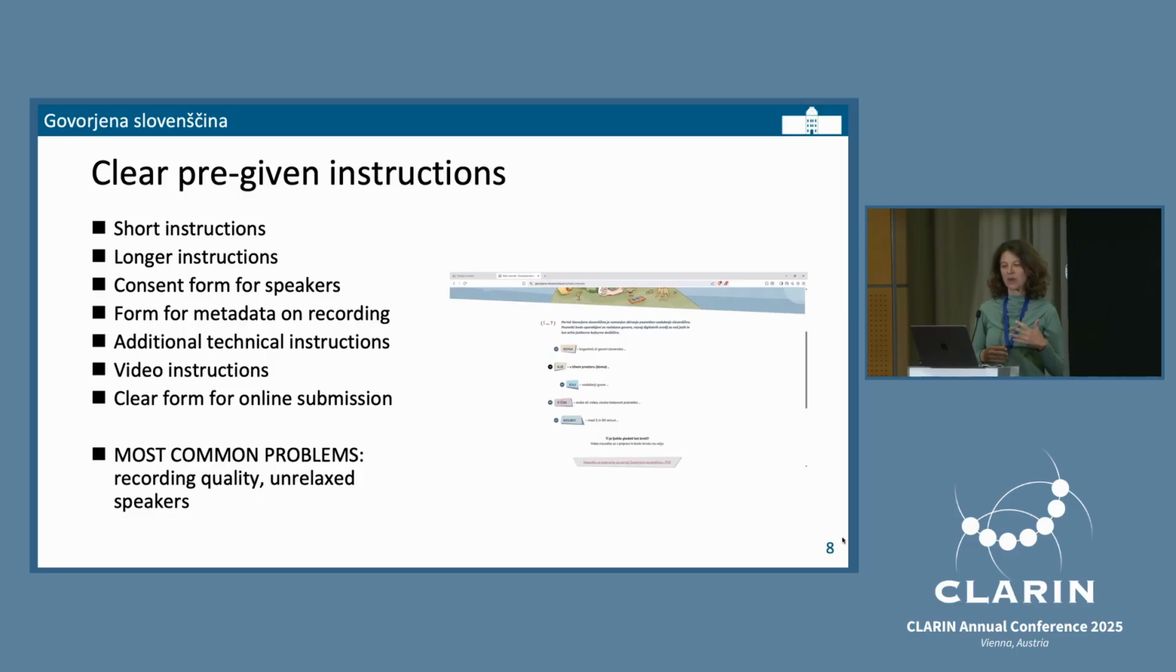So we have a special page addressing how to record. On the first page, we have a short overview of the basic bullet points: who to record, where to record, what to record, with what to record, and how long the recordings should be. Under each button, there are longer, more detailed instructions. Then there are also consent forms for speakers, a form for metadata, and additional technical instructions.